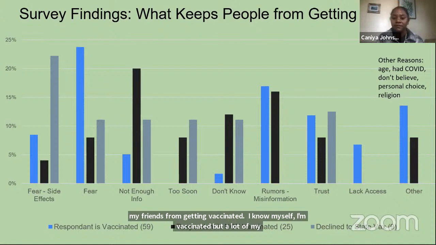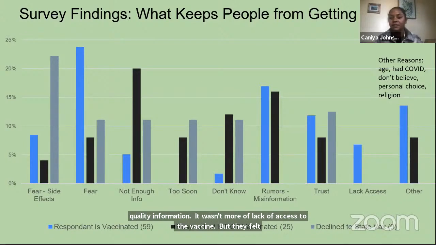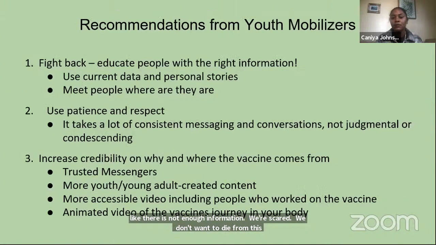People don't know what the side effects look like. People do not have enough information. The information that they currently have are a lot of rumors and a lot of misinformation, which comes from a lot of social media, lack of access to, again, quality information. It wasn't more of lack of access to the vaccine, but they felt like there's not enough information. We're scared. We don't want to die from this. We don't want to grow an extra toe. We don't want to be the guinea pigs. So that's what a lot of we were hearing back.